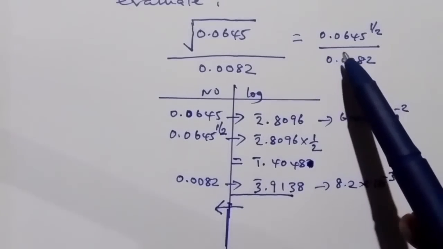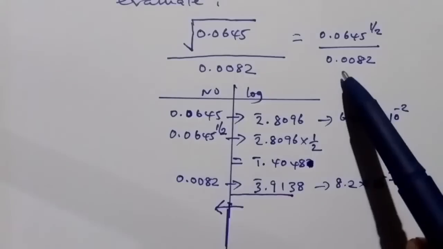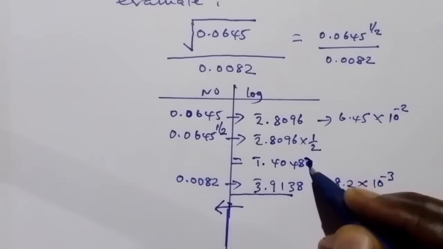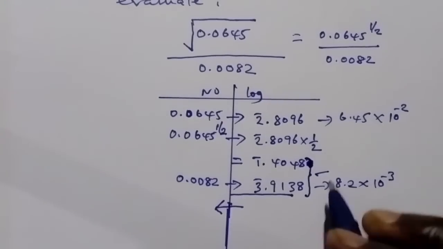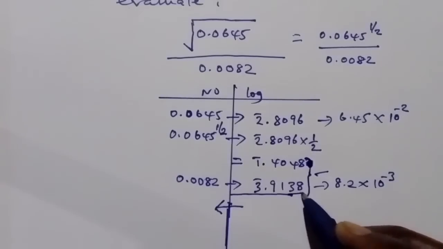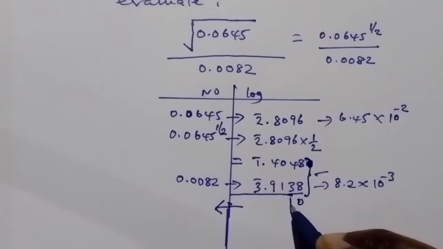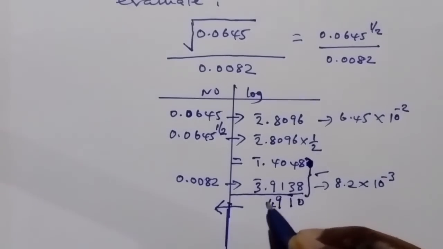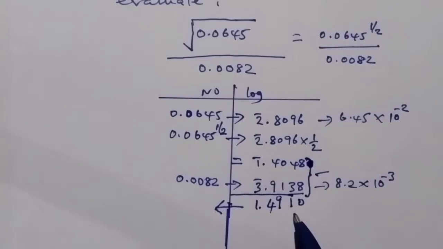Now we want to divide 0.0645 power half by 0.0082, which means that here we subtract. So when we subtract, we end up here with 1.4910.